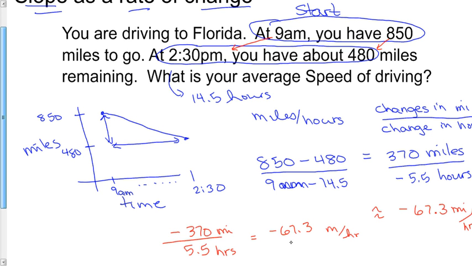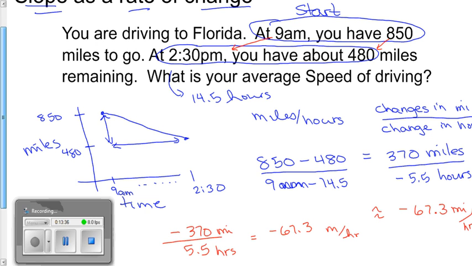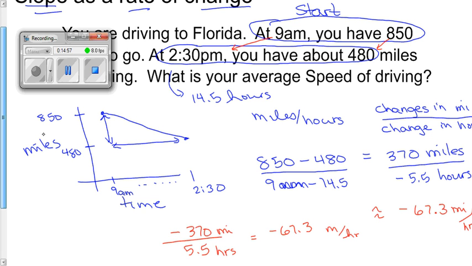So hopefully you feel like you've got a better handle on slope. If you need more help, again, as always, just come in and ask some questions.